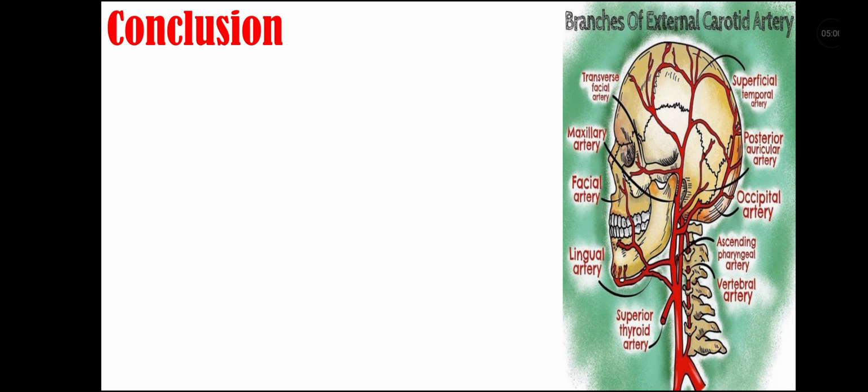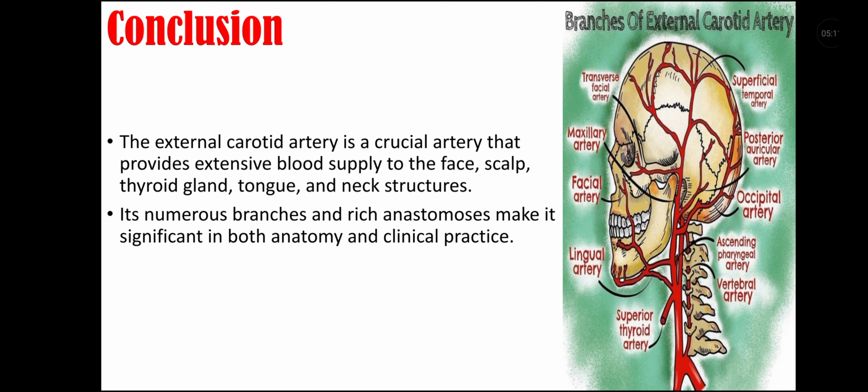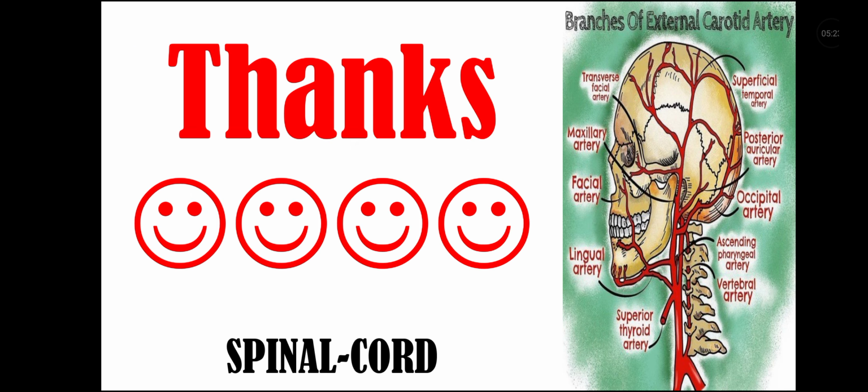Conclusion of this lecture video. External carotid artery is a crucial artery that provides extensive blood supply to face, scalp, thyroid gland, tongue, and neck structures. Its numerous branches and rich anastomosis make it significant in both anatomy and clinical practice. A thorough understanding of its course and relation is essential for safe surgical intervention in the head and neck region. And this was all about external carotid artery.